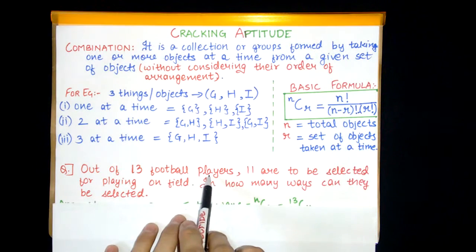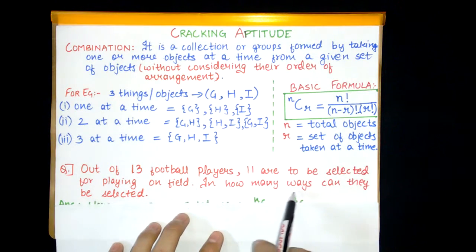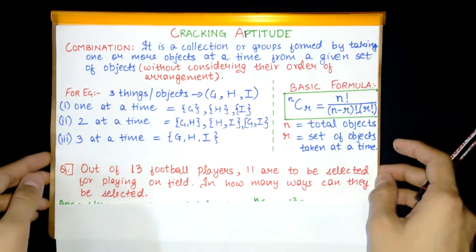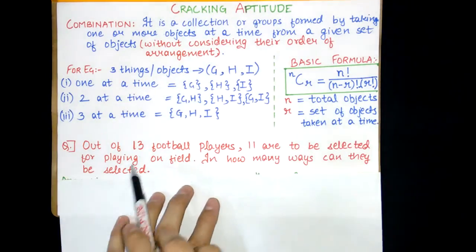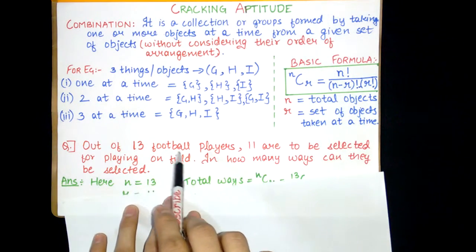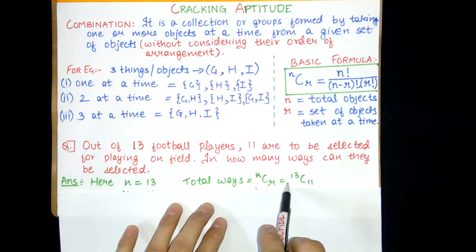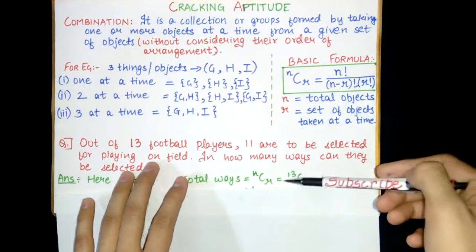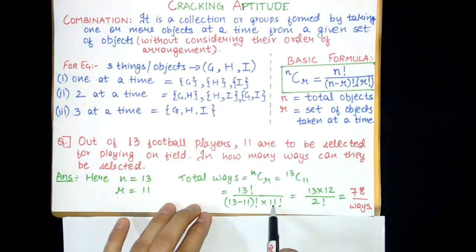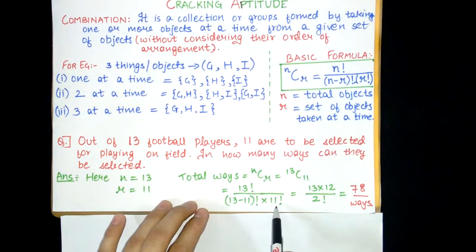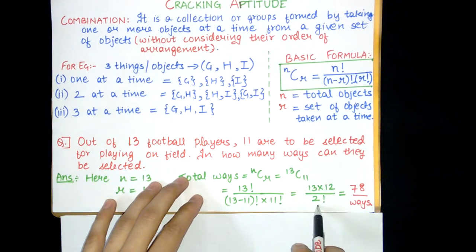Out of 13 football players, 11 are to be selected for playing on field. In how many different ways can they be selected? There are 13 football players and 11 are to be selected. So here n is 13 and r becomes 11. So total ways would be nCr is equal to 13C11, and when we apply this formula, it would be 13 factorial divided by (13 minus 11) factorial into 11 factorial, which would give us 13 into 12 divided by 2 factorial.